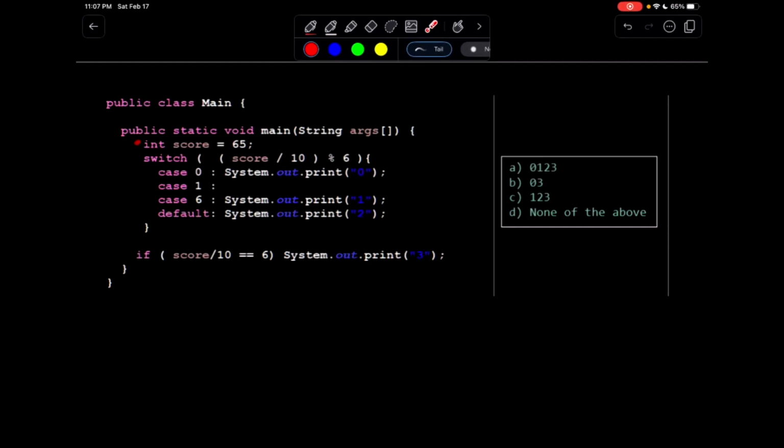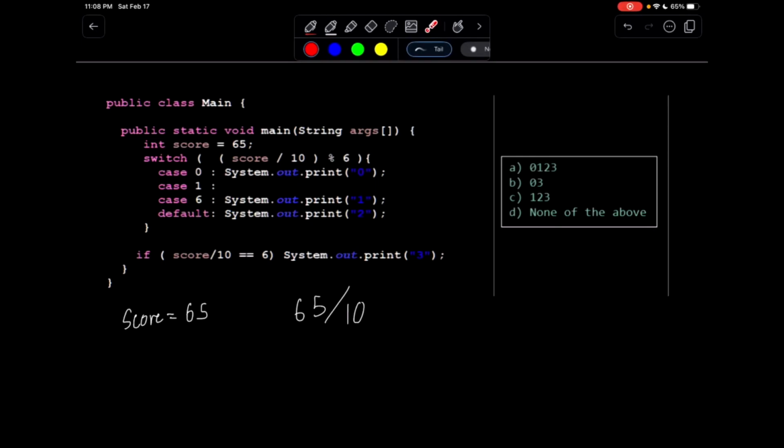So of course, starting from right here, we have score equal to 65, and then I guess we evaluate what's inside of the switch statement here. So what do we get here? We have to evaluate this first, so we use that left to right principle. What we're going to do is 65, score's value, divided by 10.